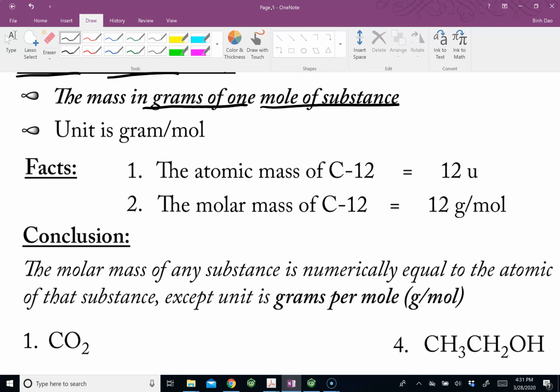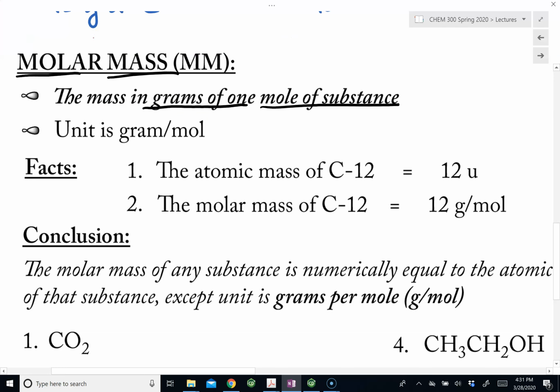Because now that we have 1 mole of a substance, and we know that 1 mole is a very, very big number, it has up to 6.022 times 10 to the 23rd units of a substance in it. Therefore, it becomes very big, and thus its mass is on the gram scale, which we can see. So when it comes to the molar mass, the unit is gram.